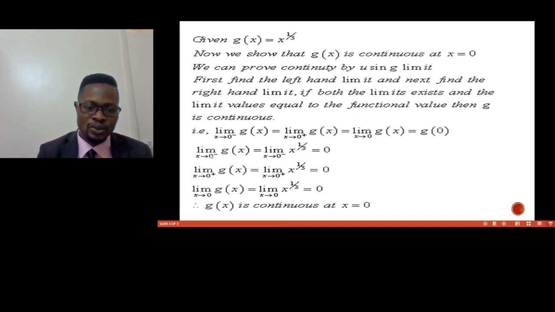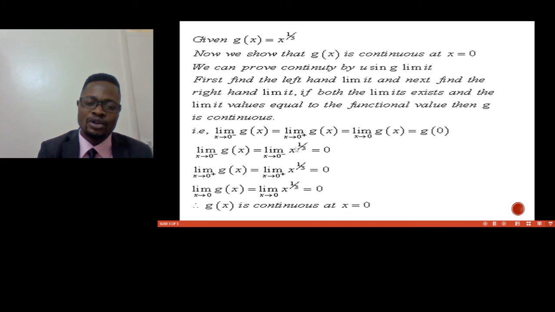So if we evaluate from the left hand side, we will have 0, because our limit as x tends to 0 from the negative side will be the limit as x tends to 0 of this function x raised to power 1 over 3. So if you put 0 to the power 1 over 3, you will get 0.